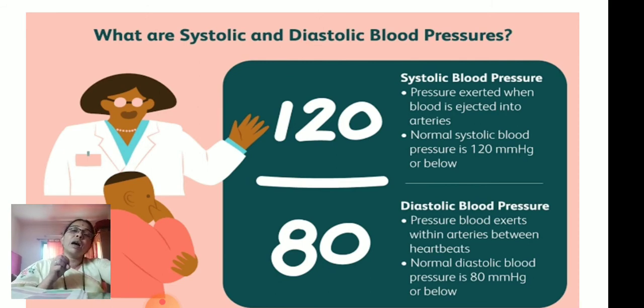There is when the arteries are giving out the blood, that is, the heart has contracted and relaxed, and between the two heartbeats there is a pressure that is 80 mm Hg. So systolic pressure is the pressure exerted when blood is ejected into the arteries. From your heart, blood is given into the arteries forcefully.